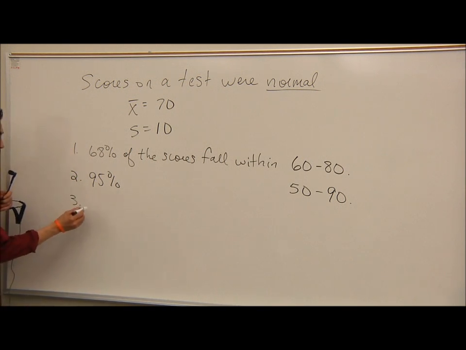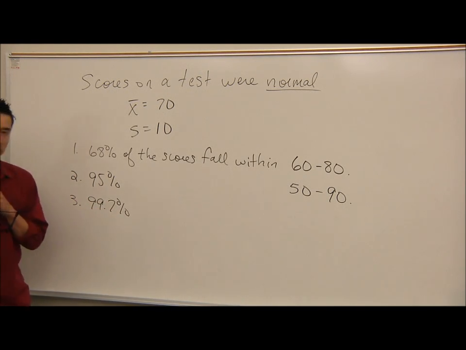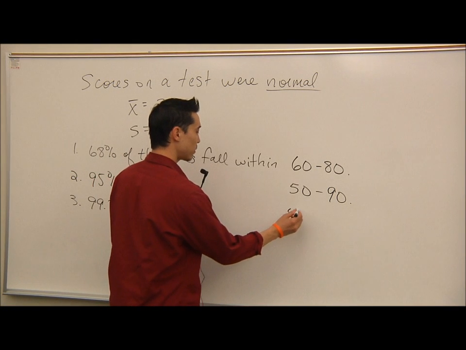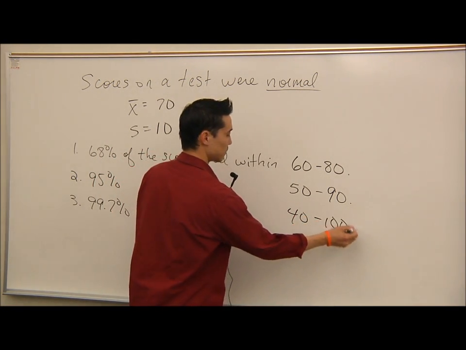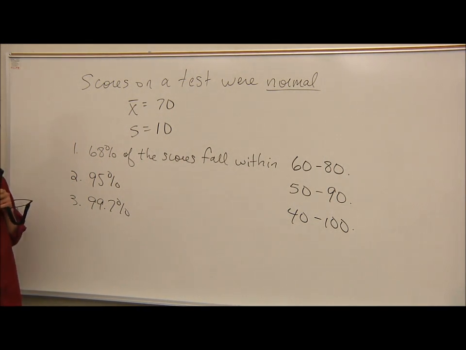If I go to 3, 99.7, or nearly all are going to fall within what two test scores? 40 and 100. 40 to 100. Okay, does that sort of make sense? That's what the normal rule says. And so you'll have questions in your homework that are pretty much like this, where you'll have to figure out the values that fall within a certain percentage. Okay?